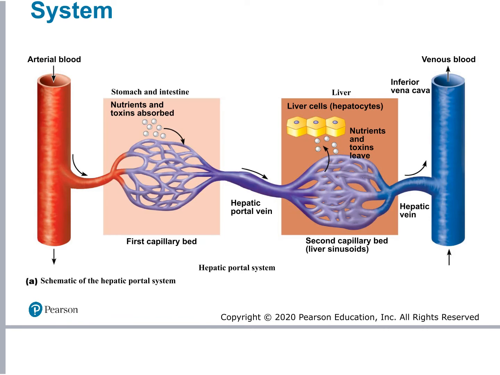So this picture shows you the hepatic portal system. The first capillary bed it goes through is the capillary bed at the intestine to pick up the nutrients. And then it goes through the hepatic portal vein. And then it leads into the liver, and it's going to drop off the nutrients. And then it leaves through the hepatic vein. So there are different tributaries of the hepatic portal vein. You have to know those tributaries.